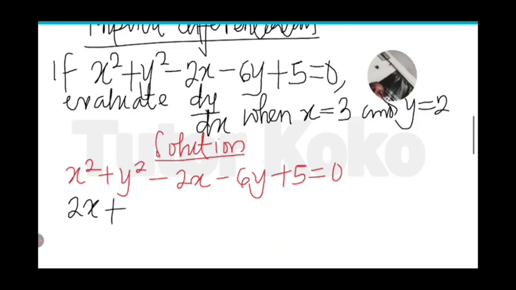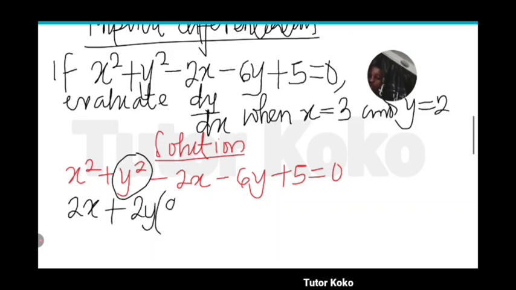Now let's differentiate y. If we differentiate y squared, normally you're going to get 2y. Then write that y as dy/dx. I have explained this and the concept behind it in my previous video. I'm going to use the chain rule on that side.